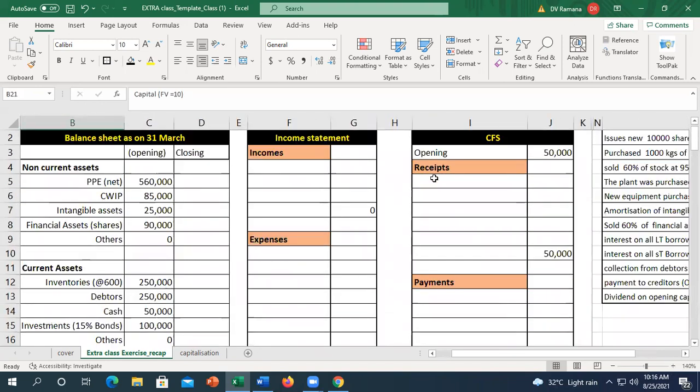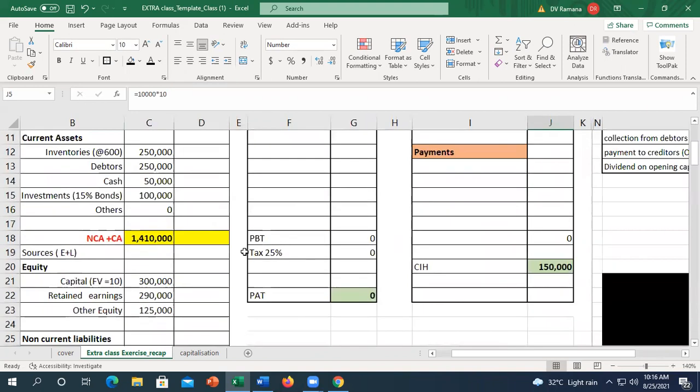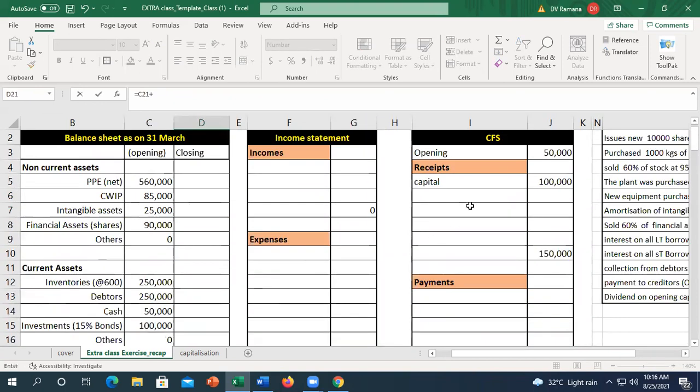So there is a receipt, and the company collects money, 10,000 shares into 10. And is it an income? Definitely not. This is a part of the equity, or it increases the capital.